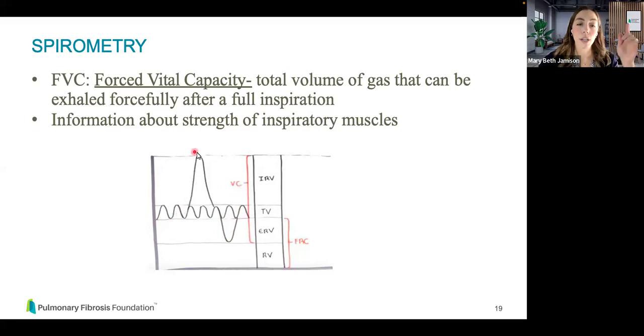Whenever you're doing this really big breath and then you're breathing it all out, that's what we're measuring. And this is really information about the strength of your inspiratory muscles. So this is what we're following whenever you're doing that pulmonary function test. So again, it's just as if you were doing normal breathing in and out, and you're taking that full breath in, and then you're pushing it all out. That's that forced vital capacity. And just the VC means vital capacity. Whenever you're doing a forceful maneuver, it's called the forced vital capacity.